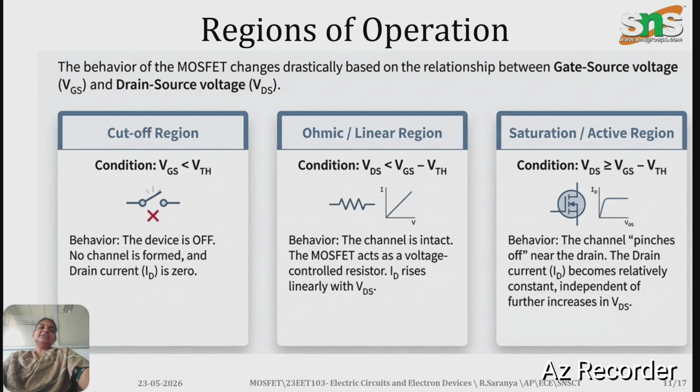So when VGS, that is our gate source voltage, is less than the threshold, then it is cutoff region. It acts like an open switch, since our drain current is 0. When it is in linear region, the drain source voltage is small. So the drain current rises linearly along with the VDS. In case of active region, the channel pinch-off is there, so the current becomes relatively constant and independent of further increase of the VDS.